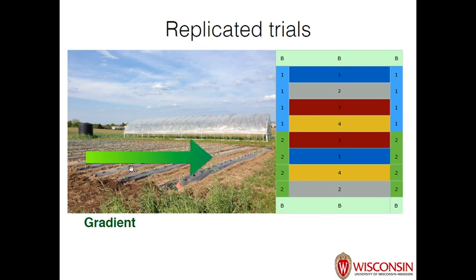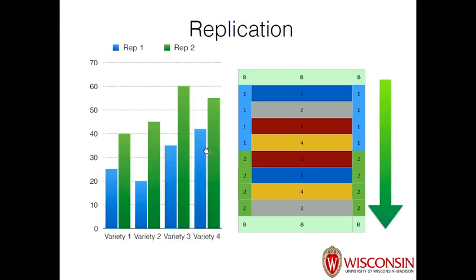It's important to put the reps in the direction of the gradient so that you're capturing that gradient, so that each variety will experience both the lower fertility end of the field and the higher fertility end of the field. If you put the reps here and here, you wouldn't actually capture that variation. So you want to put the reps so that they're lined up with the direction of the gradient.